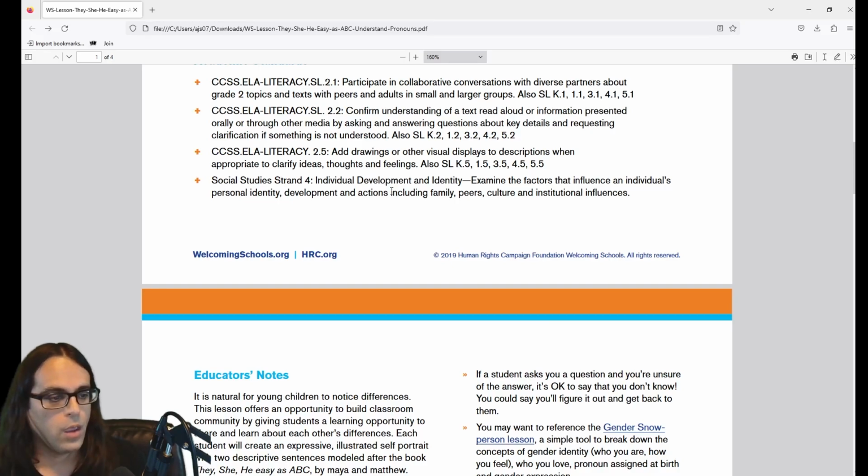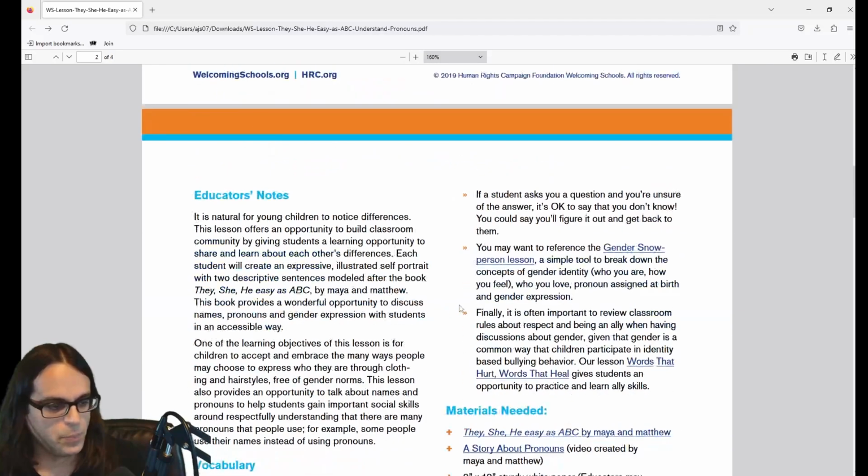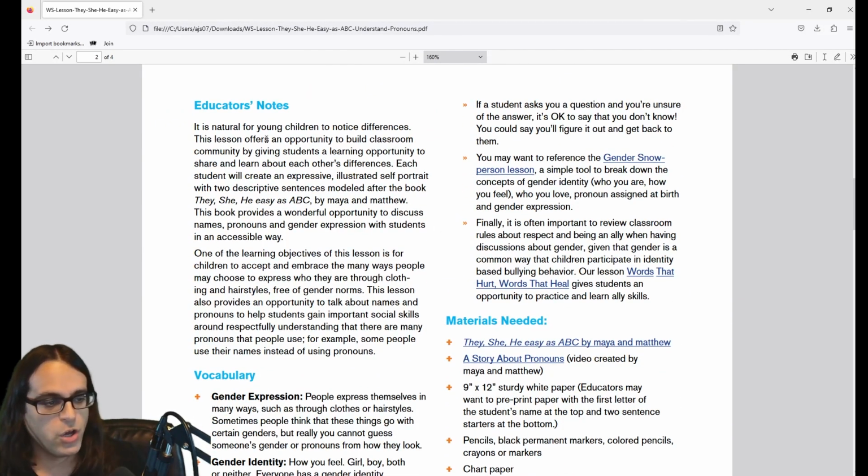Okay, so let's see. Okay, educator's notes. It's natural for young children to notice differences. And so this whole thing is, they're noticing differences. All right, let's teach them about gender expression. So one of the learning objectives of this lesson is for children to accept and embrace the many ways people may choose to express who they are through their clothing and hairstyles, free of gender norms. Hope you noticed that one.